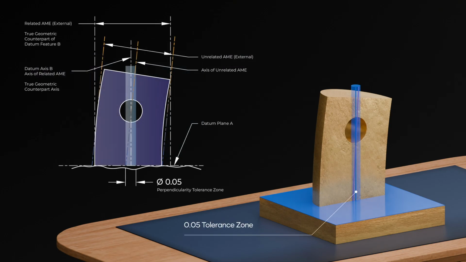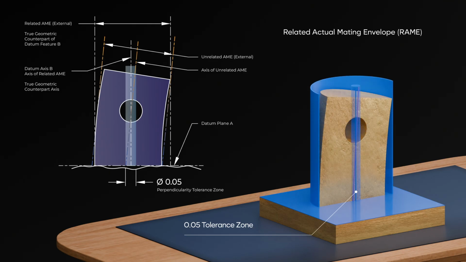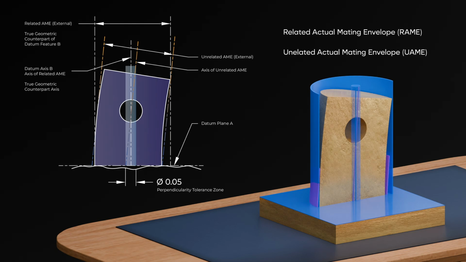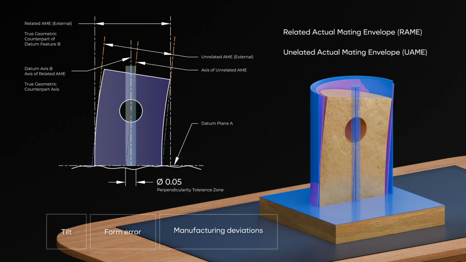Now we introduce two important concepts. First, the related actual mating envelope, RAME. This is the perfect feature boundary. It is generated using datum references. It represents the ideal location and orientation of the feature. And second, the unrelated actual mating envelope, UAME. This represents the real feature, including tilt, form error, and manufacturing deviations.